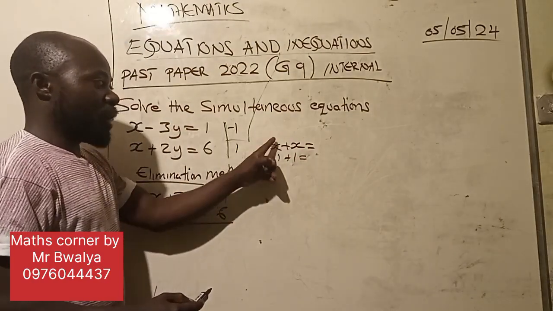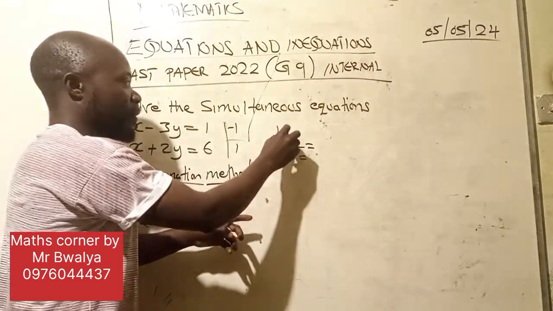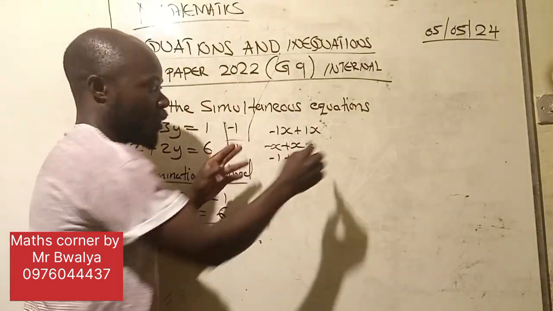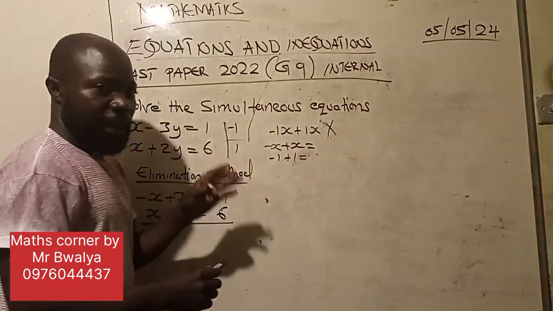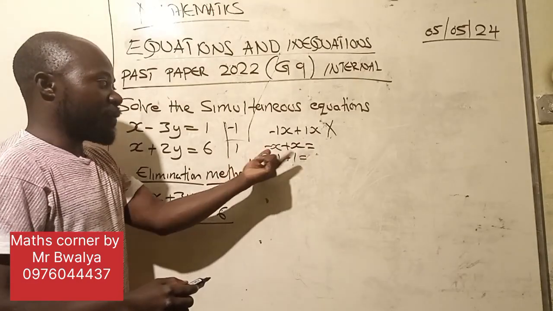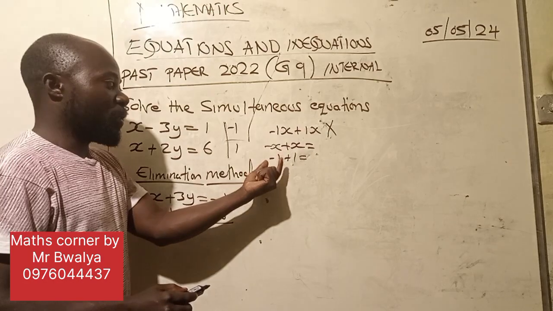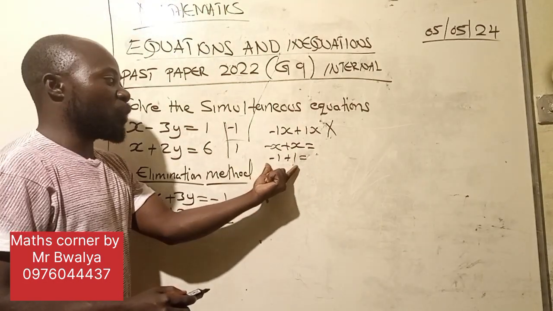So this is what I mean. You don't need to write negative 1x plus 1x there. No, you don't need to write like that. Are we together? So they have given us in this form here, so it will be easy for us to work out with that one.